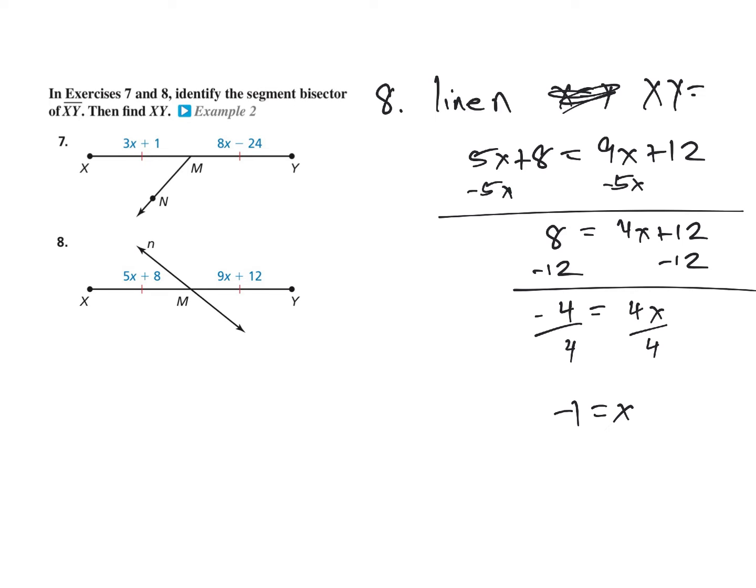So 3 times negative 1 is negative 3, sorry, plus 1. Oops, I put it in the wrong spot. Got to put it in number 8. So 5 times negative 1 is negative 5, plus 8 is 3. And these hash marks mean they're the same. So XY is going to be 6.